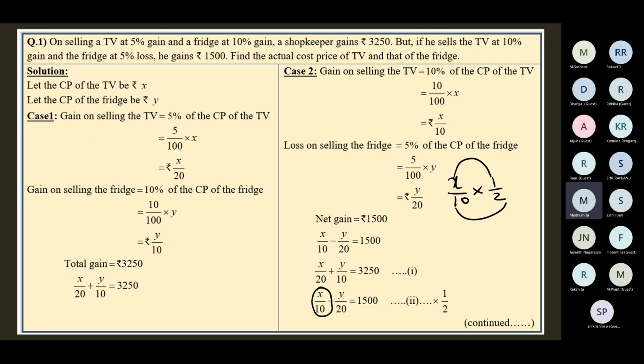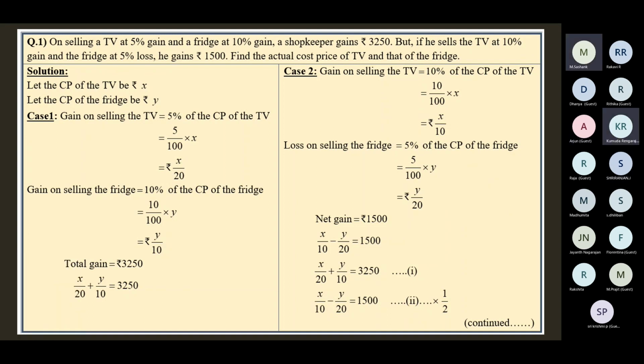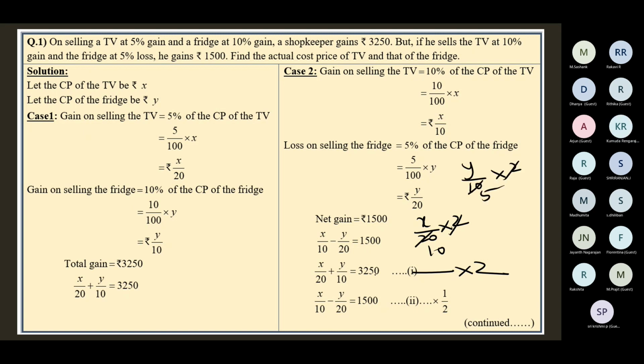Yes, ma'am. Very good. So if you want this x by 20 to become x by 10, you can multiply this equation by 2. When you multiply this equation by 2, you'll get x by 10. And when you multiply y by 10 into 2, you will get y by 5 is equal to this into 2. Every term you should multiply by 2. So this is what I've done here.